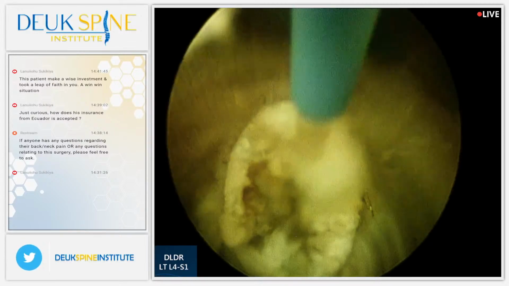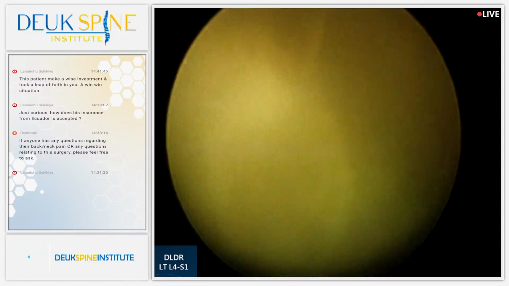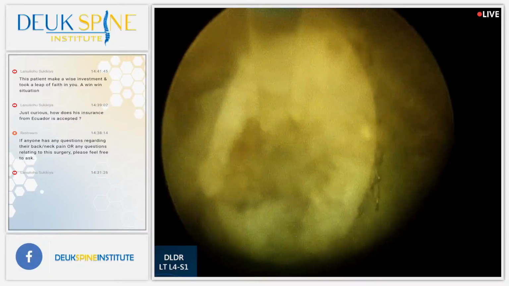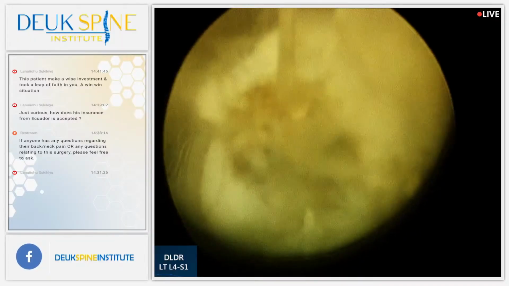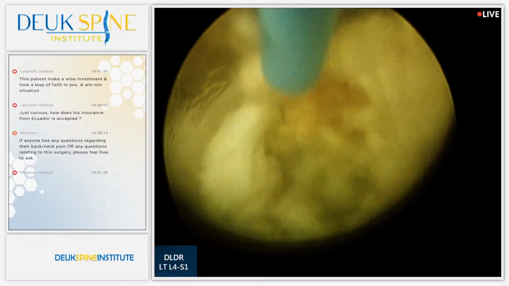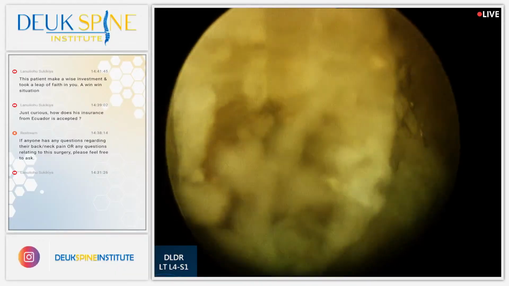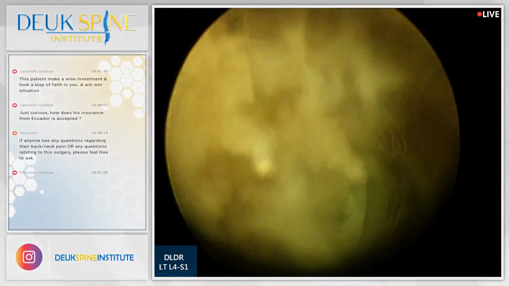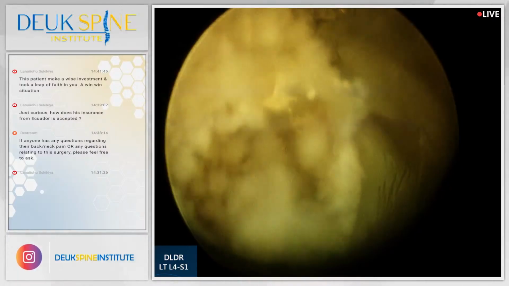But we're working in a very, very tiny space. So the laser fiber is very important because it's only 1 millimeter. That fiber right there is 1 millimeter wide. It looks big, but it's not big.